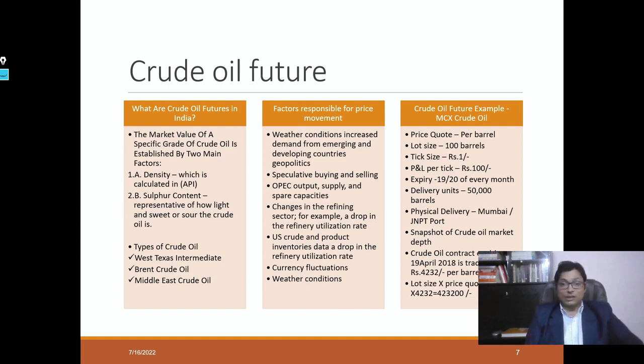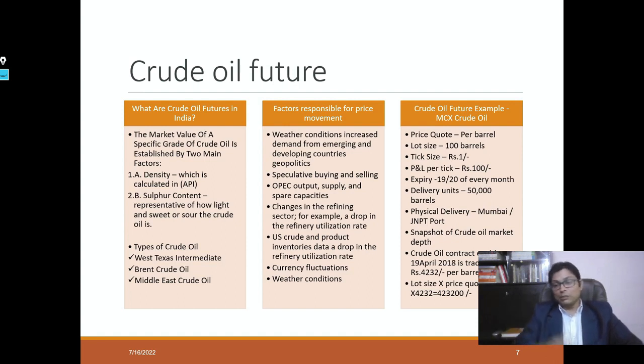Further factors responsible for price movements are, you can see, weather conditions, then speculative buying and selling, OPEC output, then changes in the refining sector, US crude and product inventories data, a drop in the refinery utilization rate. So we have to keep note of all these factors, and then we can estimate whether crude oil futures will go up in future or go down in future. Currency fluctuations and weather conditions are also important.